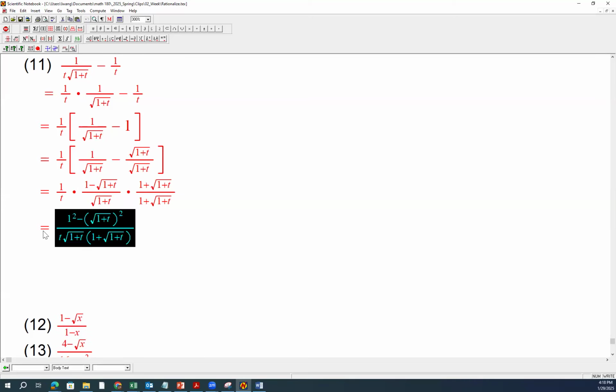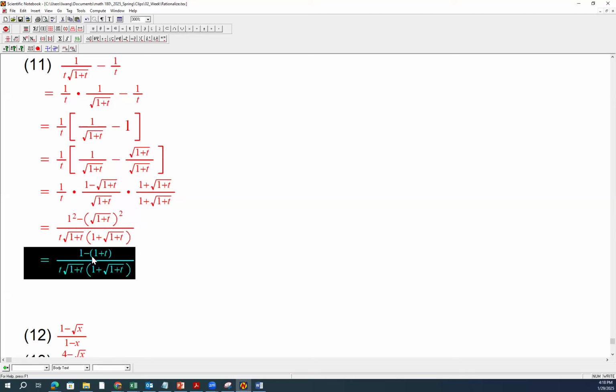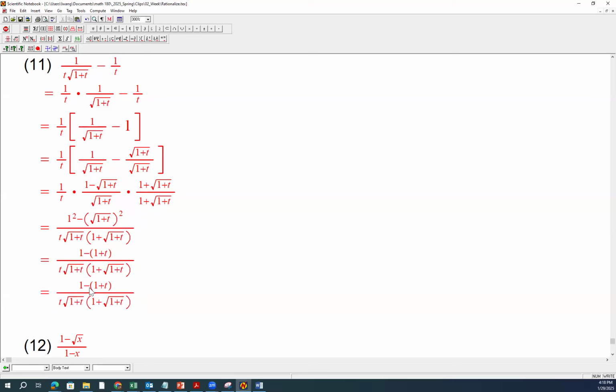There we go. And now what do we got? Right, 1 squared is 1, and this piece being squared is going to be 1 plus t. Once again, don't forget the parentheses. Don't forget the parentheses, okay? It's a minor mistake, but you don't want to make it. So minus 1 minus t. So 1 minus 1 makes 0. And t reduces, so this is negative 1. And t is gone. Then this is the final answer.